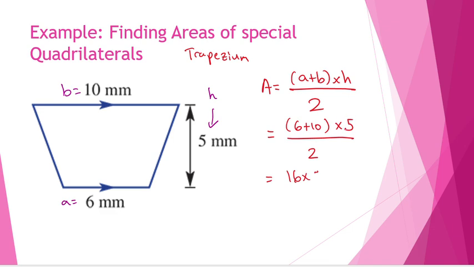Okay. Now, I'm just going to finish off the statement by writing out the rest of it. So 16 times 5 divided by 2. Now 16 times 5 just equals 80 over 2. So 80 over 2 is the same thing as 40. So 40 millimeters squared. So that should be your final answer.